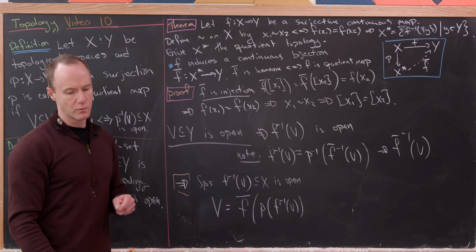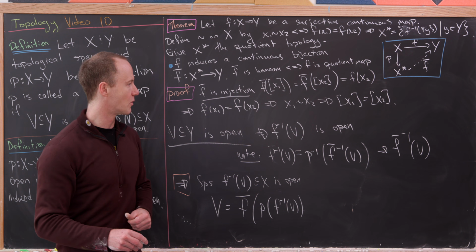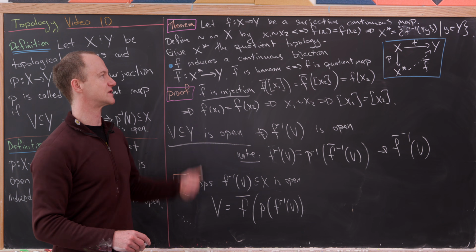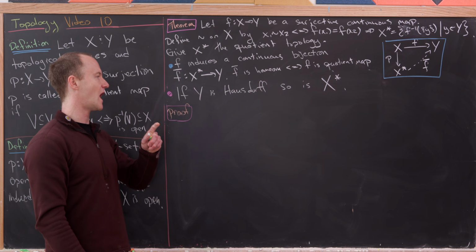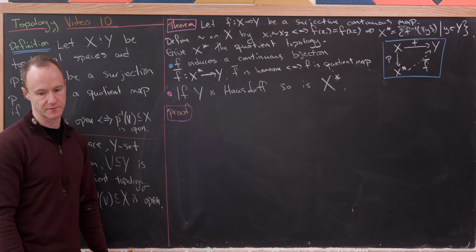Okay, so now what about the reverse direction? Well, I'll maybe leave the reverse direction as a little bit of a homework exercise. It's not actually that bad. And now let's look at the next result that we can add to this theorem. So to finish this thing off, we'll show that if Y is Hausdorff, then X star is also Hausdorff.